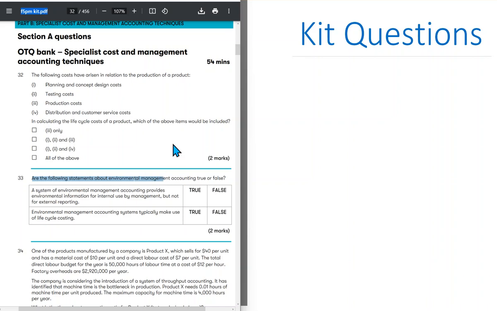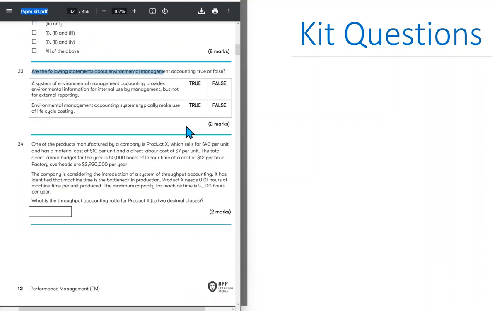Are the following statements about environmental management accounting true or false? Environmental management accounting provides environmental information for internal use by management, but not by external reporting. Environmental management accounting system typically makes use of life cycle costing. Remember, we saw life cycle costing, environmental costing, so this is true. And also, environmental costing is something that is used for internal. So it is management accounting basically. So management accounting is internal use information.